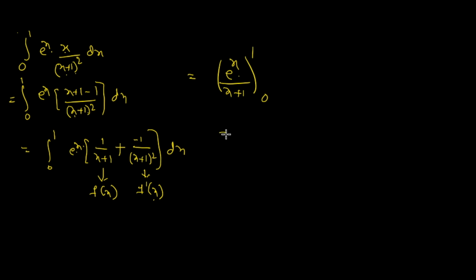First we substitute the upper bound: e power 1 is e, by 1 plus 1, minus e power 0 is 1, by 0 plus 1. That is equal to e by 2 minus 1. That is equal to (e minus 2) by 2.